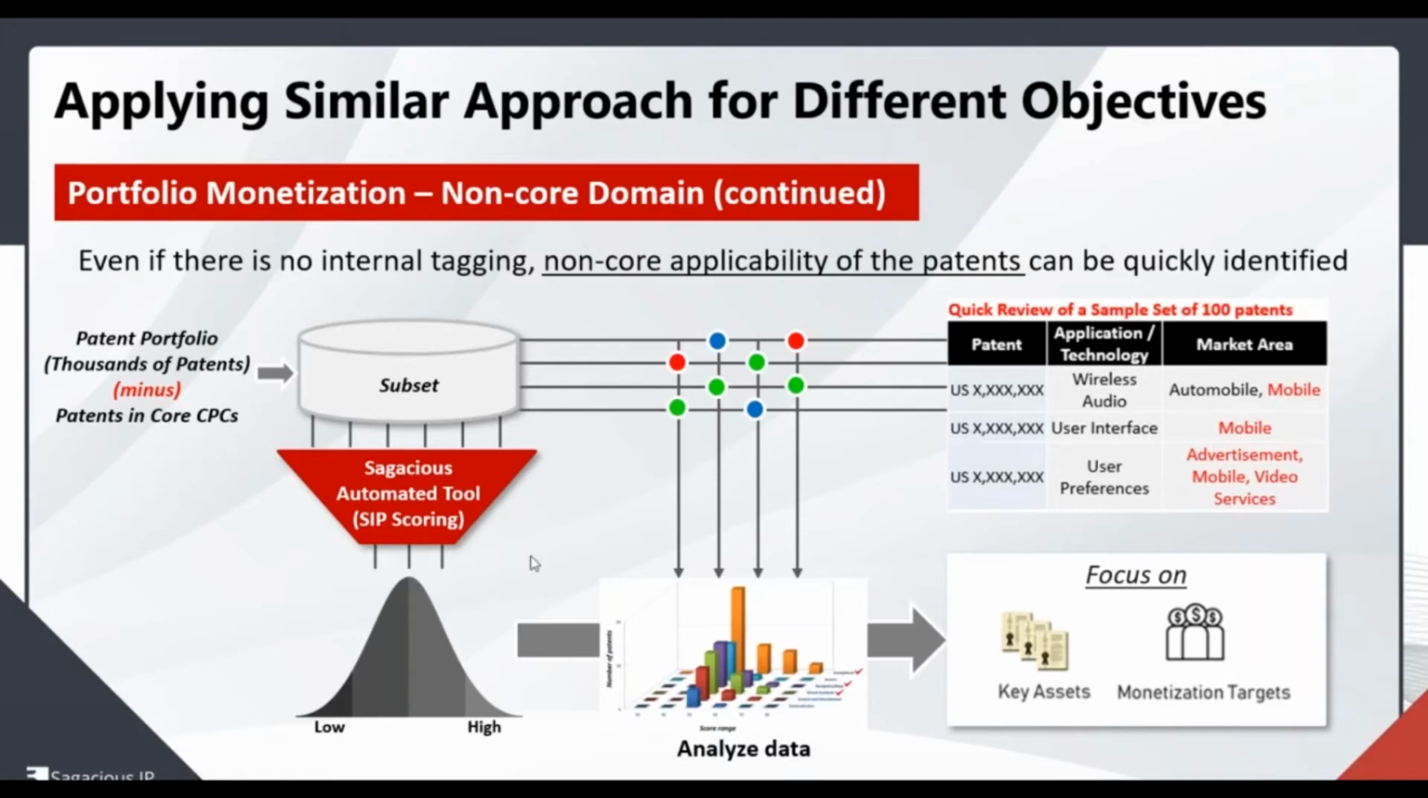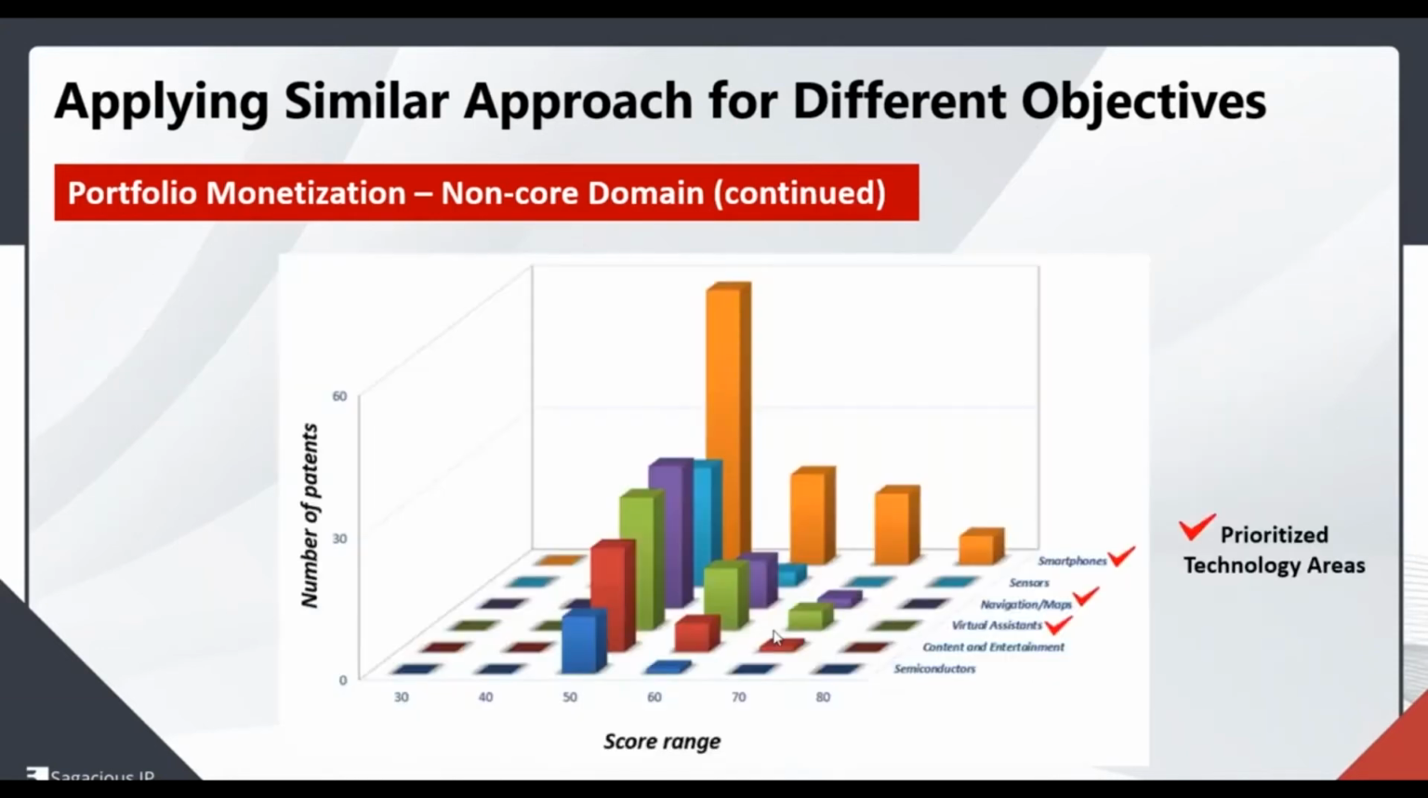We combined the market tags with the automated ranking tool to visualize the data. So I will move to the analysis part, how we analyzed the data. On the x-axis, you see the automated ranking tool scores that we obtained for different patents, and these are the numbers of patents in different market areas. These are all the non-core market areas for that particular automotive and industrial tool manufacturer.